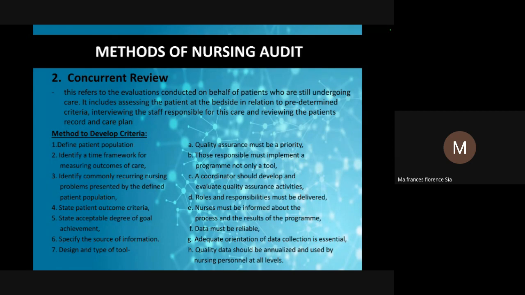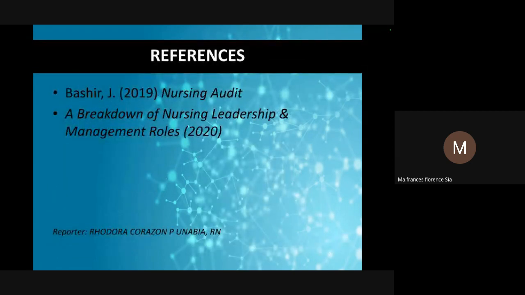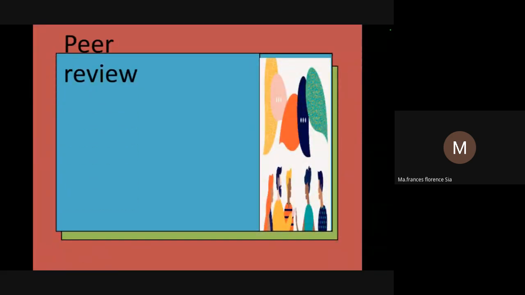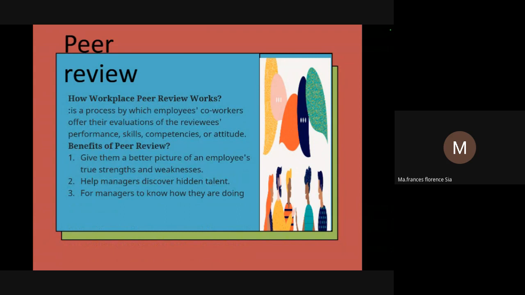So, good afternoon, everyone. I'm going to report about peer review. So, peer review, how workplace peer review works. It is a process by which employees, co-workers, offer their evaluations of the reviewee's performance, skills, competencies, or attitude. The exact process can vary, but in most organizations, employees only review coworkers with whom they regularly interact.